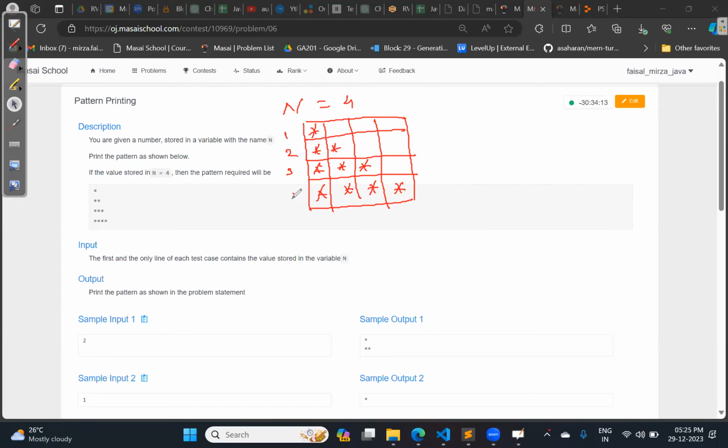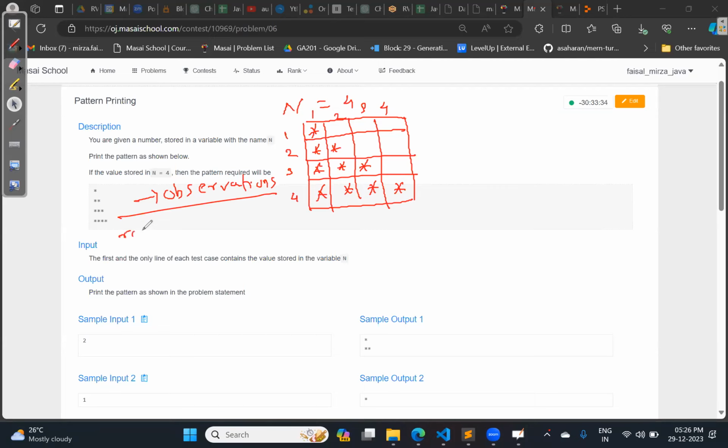One, two, three, four. Column 1, 2, 3, 4. Tell me how we can solve this question. Now, first of all, tell me the observations. Observations from this pattern. What are your observations? Tell me observation from this pattern. What were you able to get?